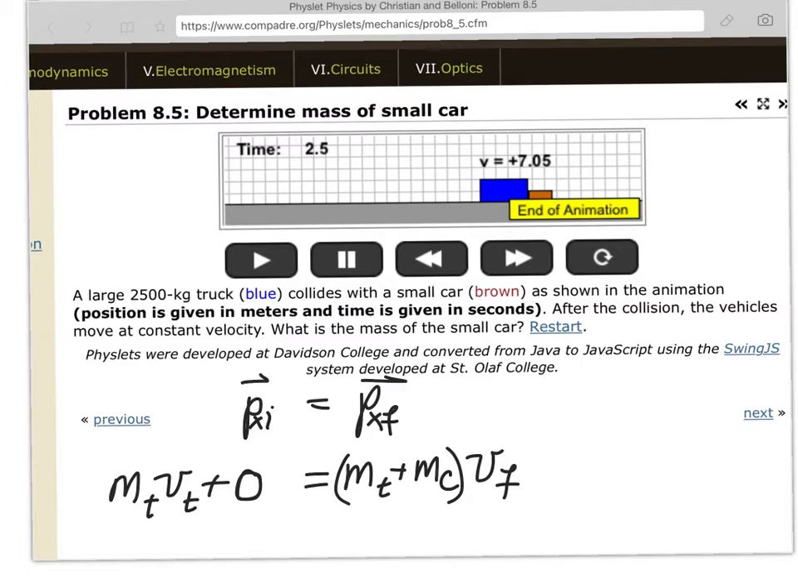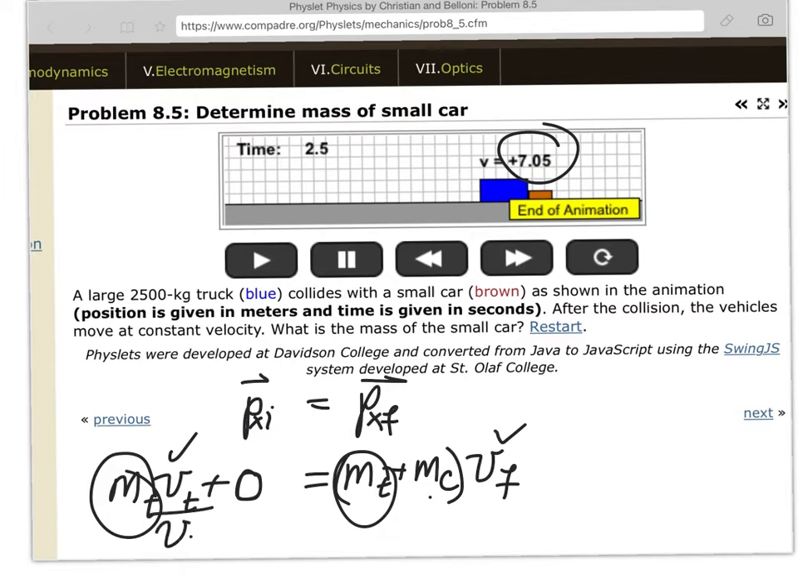And this is the final velocity of the two things, right? Not squared, what did I say? So that's given. You can see it right there. That was given if you go back and run the animation. The mass of the truck is given. You just need this. So do the algebra. Don't put the numbers in.